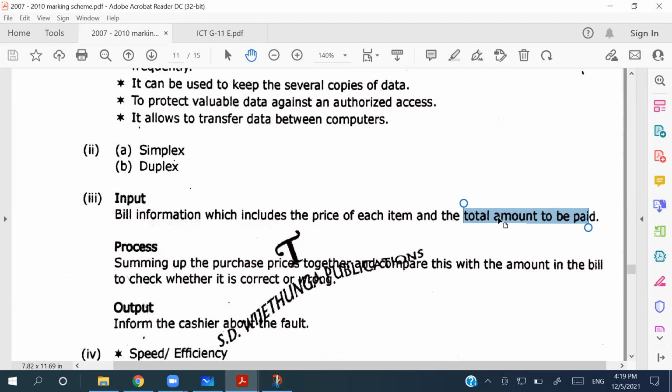Right, it is a little bit misleading, right? So then of course to make the judgment that the total amount is wrong, you should have the information regarding the product prices as well as the total amount that is printed on the bill, right? So then the process will be, you will be calculating what is the actual total for the items, then comparing that particular total with the printed total of the bill, right? Then the output is going to be informing the cashier about the fault.